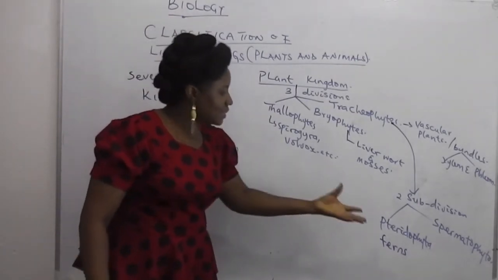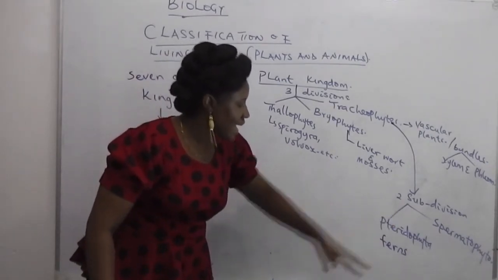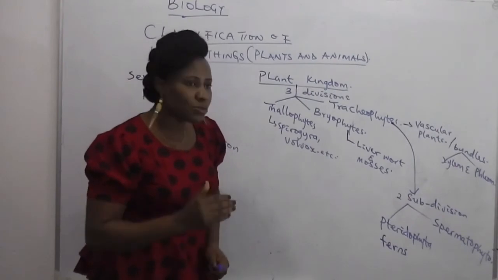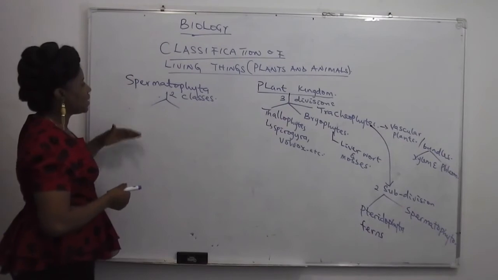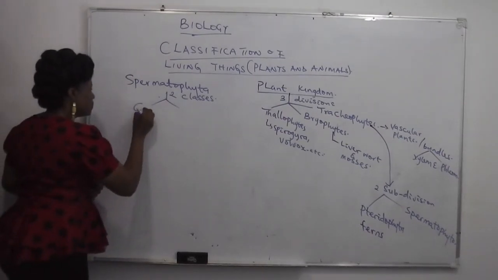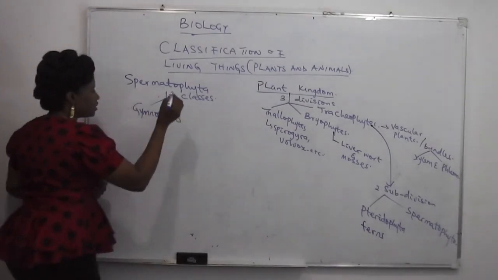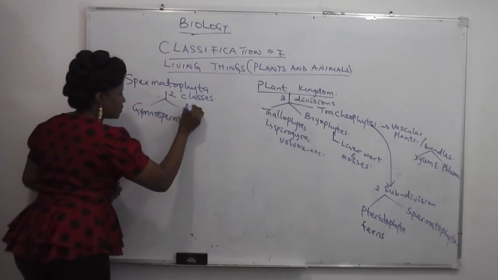And because there are still some other plants, the Spermatophyta is further divided into what? Two classes. The Spermatophyta is divided into two classes, and these are the Gymnosperms and the Angiosperms.